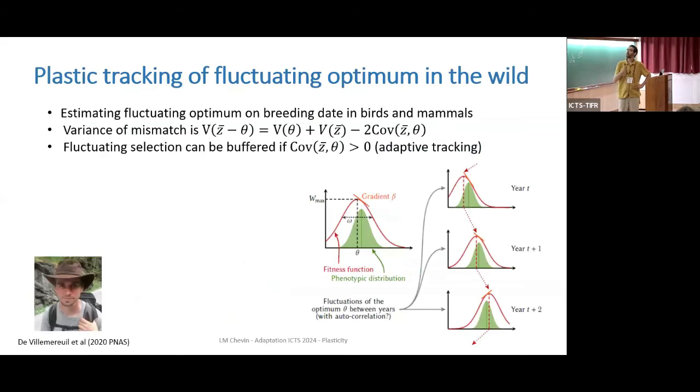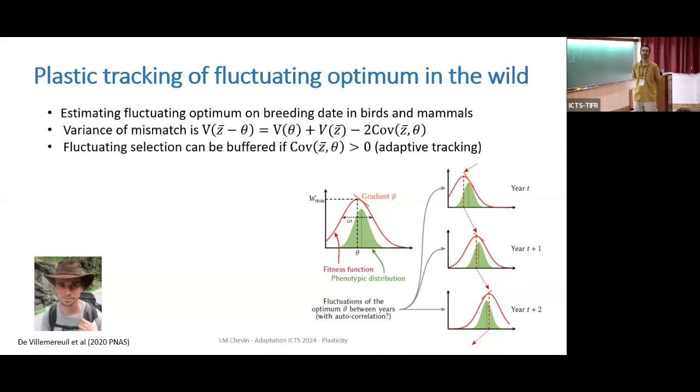Okay, so this is a very simple idea. As usual, these models have simple things, but it's very difficult to test in nature. So I'll go back to the study that we did with Pierre when he was with me, where we tried to estimate fluctuating selection on breeding time in birds and mammals. I didn't show it again, but we had thirty-something species.